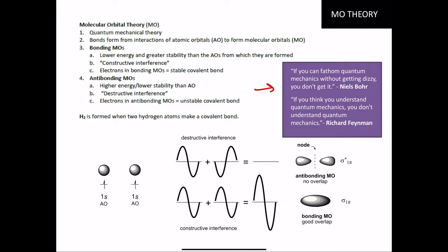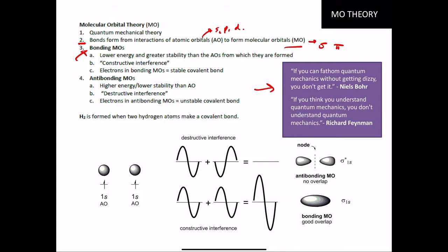But we have some rules that we can follow, and these rules will give us a tool that will allow us to think about different properties of molecules. So some of the rules are: bonds form from interactions of atomic orbitals to form molecular orbitals. So we'll go from AOs to MOs. Atomic orbitals are what? S's, P's, D's, those kinds of atomic orbitals. Molecular orbitals we'll talk about. They're going to be either sigma or pi molecular orbitals.